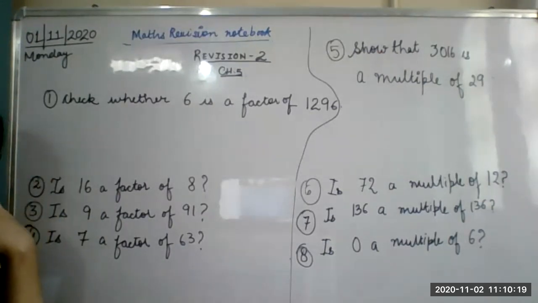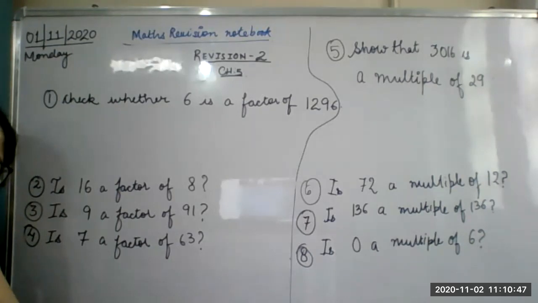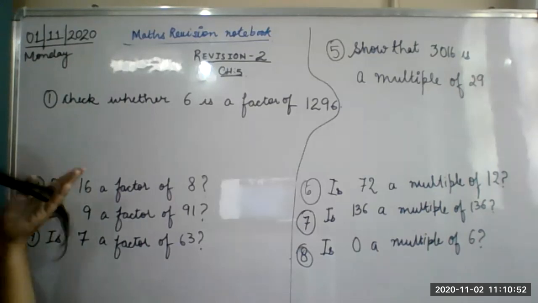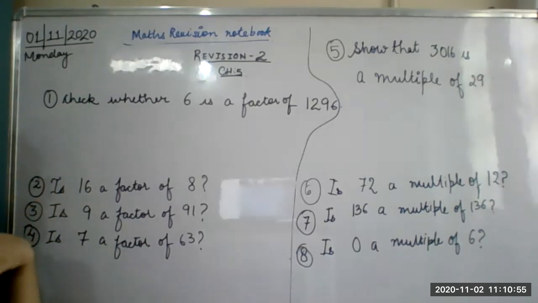Do this quickly, everyone. You are taking a lot of time. Tomorrow we'll revise prime numbers and composite numbers, so keep it ready. Prime numbers, composite numbers, and divisibility tests also. Do questions 1, 2, 3, 4 on one page and 5, 6, 7, 8 on the next page.